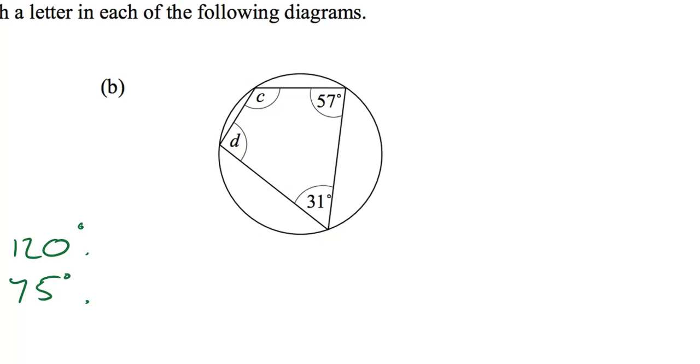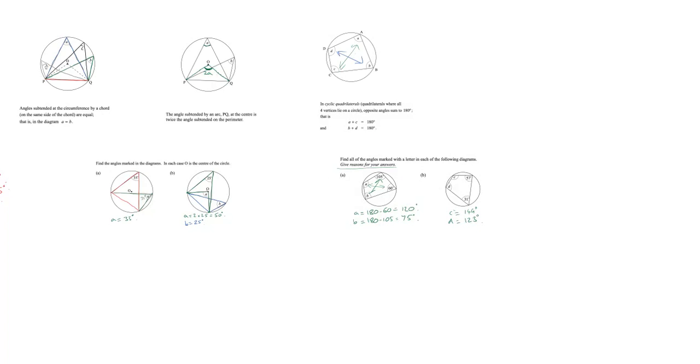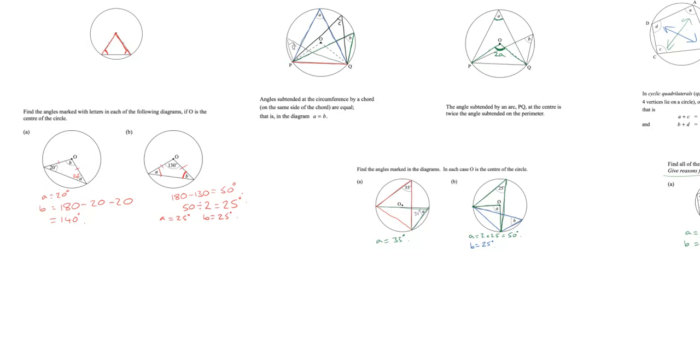Just to reinforce this, if we take a look here at part B, I could work out C very easily by doing 180 take away 31. So that is 149 degrees. To work out D, I could do 180 take away 57. Well, that's going to be 123 degrees. That principle works every time. Now, in the question set, you may have to combine these rules, but I think that's probably enough for this video.